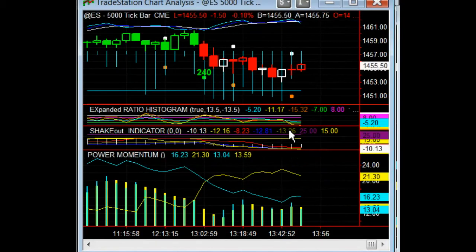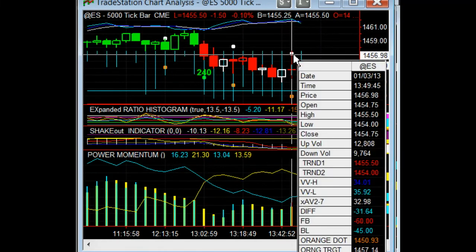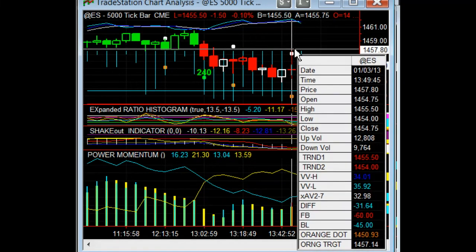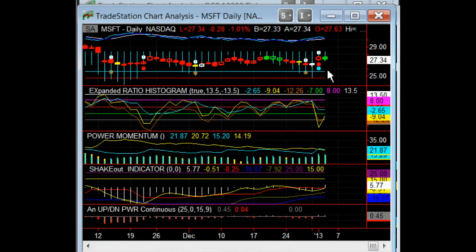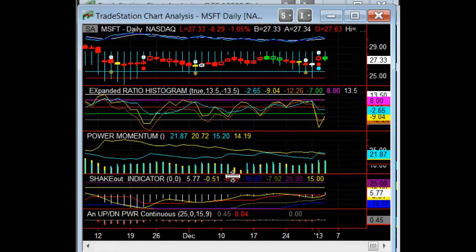Where's that ES that we had? We even have an orange dot. Maybe I should move it up to my orange dot target here at 57, but we're just goofing off with that just to show you what we're looking for. All right, well, Microsoft daily, look at that. Isn't that nice? Well, well, well. Someone may have pulled a gem and didn't even realize it.